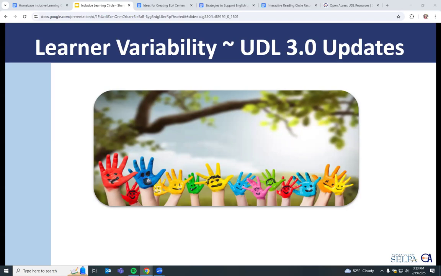So CAST recognized that their UDL guidelines 2.2, which were last updated in 2018, needed some updates to reflect several things. First, advances in those learning sciences: neuroscience, psychology, educational research, all of that. A stronger emphasis on equity, inclusion, and social justice in learning environments. The evolving role of technology and digital learning tools. And then this one, it's my favorite, the importance of joy, play, and emotional well-being in learning.